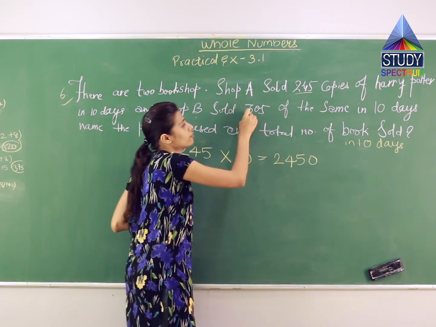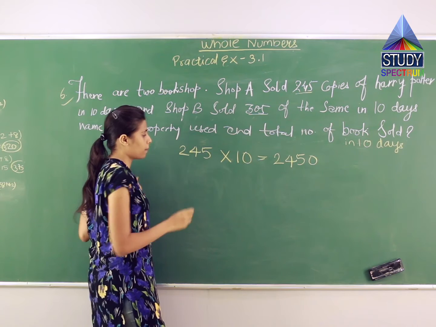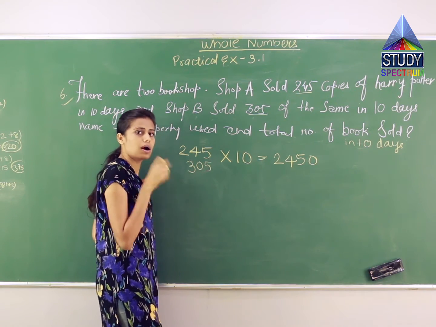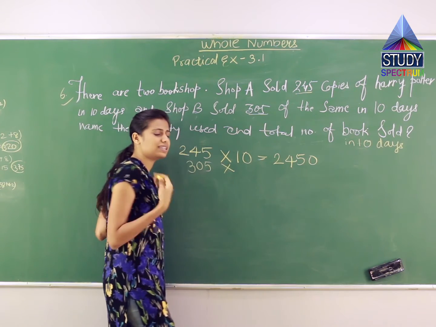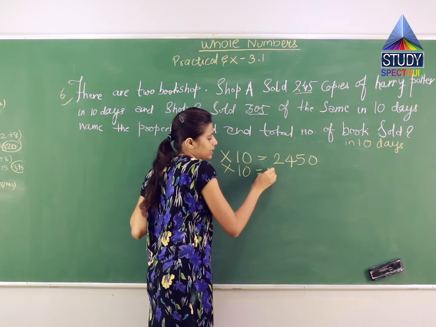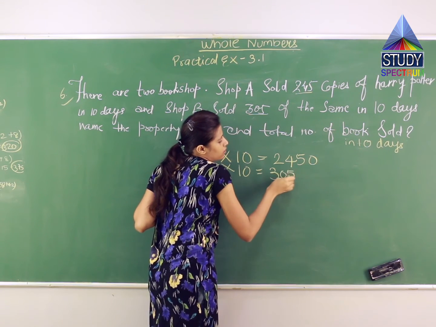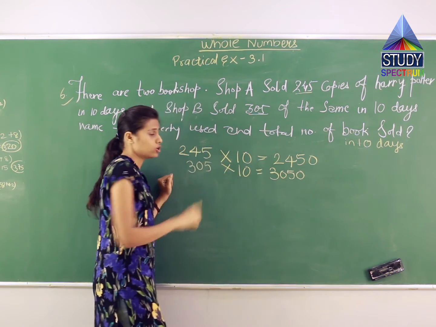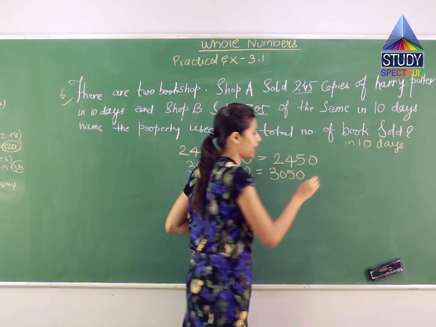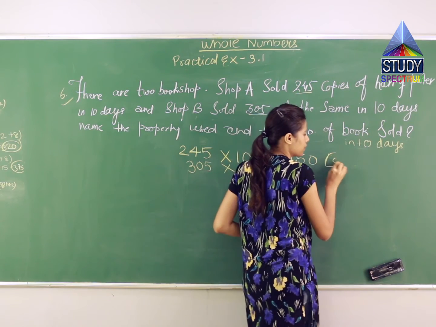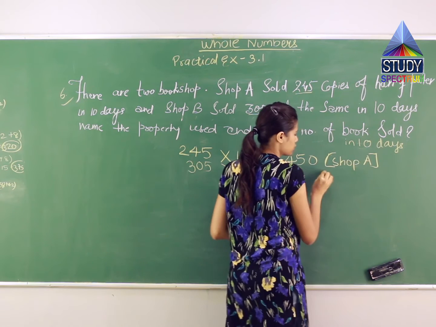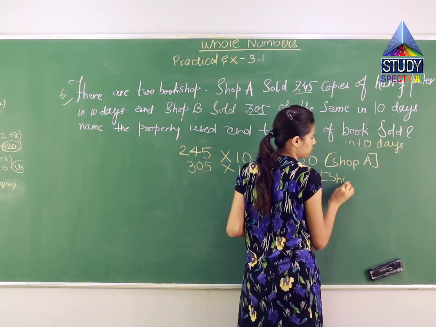Now let us see what for this shop B. Shop B sells 305 copies of Harry Potter per day. So how many copies in 10 days? Same like A, it will be multiplied by 10. So I'll get 3050. So these are the total numbers of copies sold by shop A. This is for shop A. And this is for shop B.